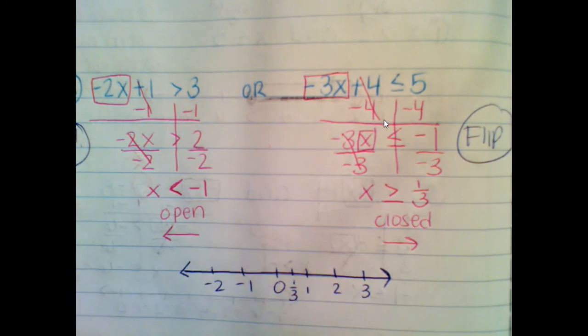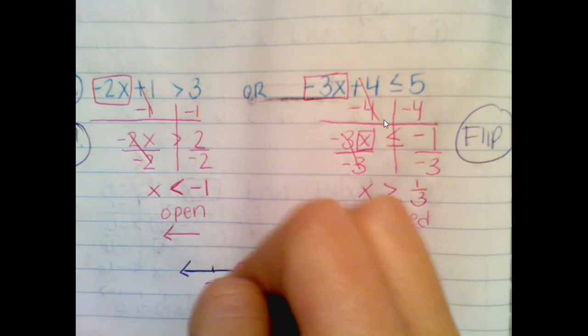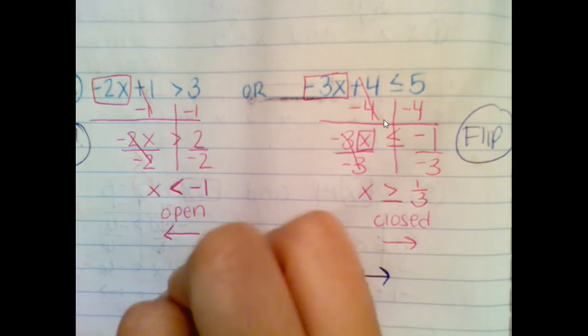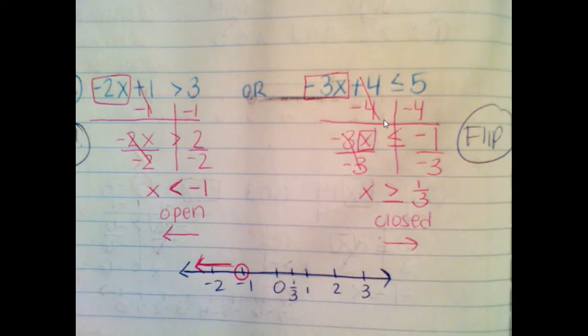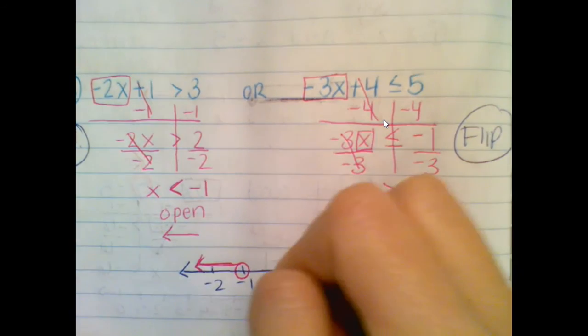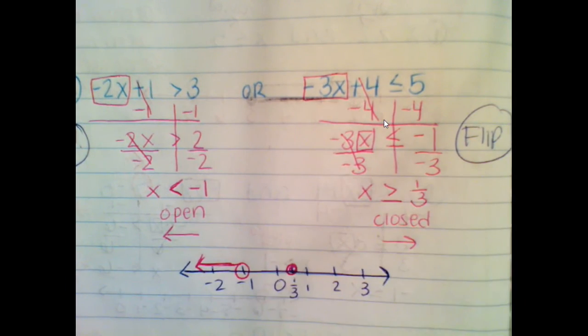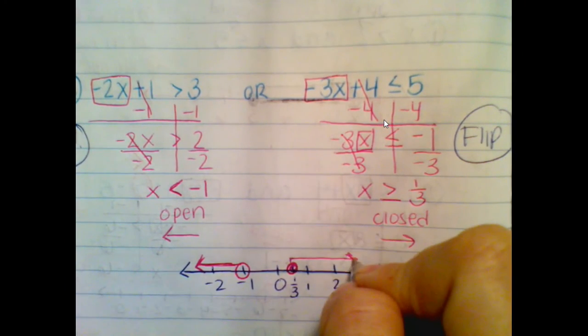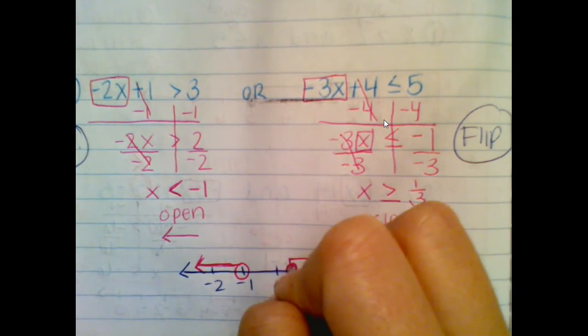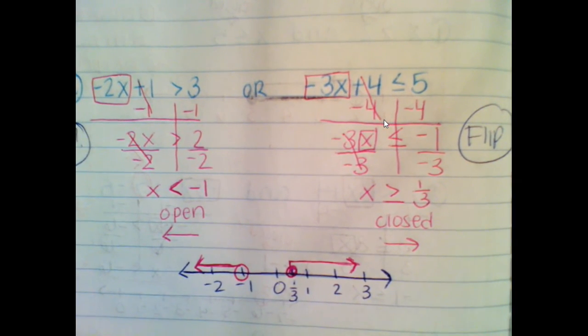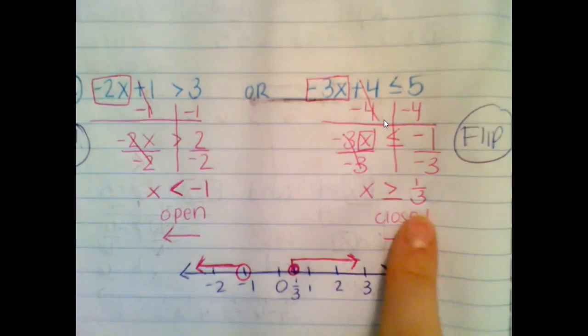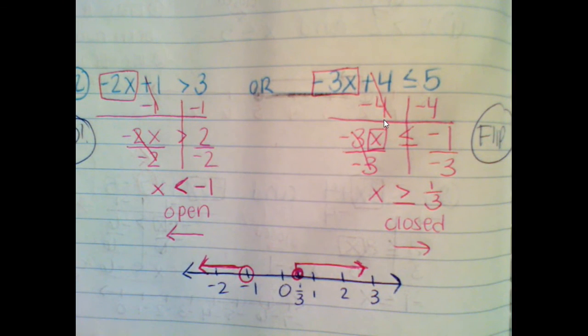So I'm going to go to -1. I'm going to put an open, and this one's going to the left. You can go up a little above, especially if you have only one color. And this one is closed at 1/3, and it's going to go to the right. I know that my picture looks good because it's an or and they're going in opposite directions. You can always double check your circles and double check your solving. That is it for compound inequalities.